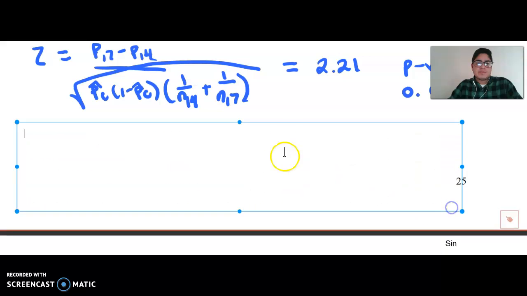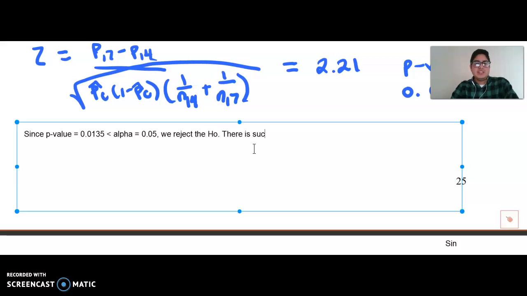All right, so since the p-value equals 0.0135, and this is less than the alpha, which is equal to 0.05, we are going to reject the null. Which means, since we are rejecting the null, there is sufficient evidence to claim the proportion of kochia plants in 2017 that are resistant to herbicide G, or glyphosate.